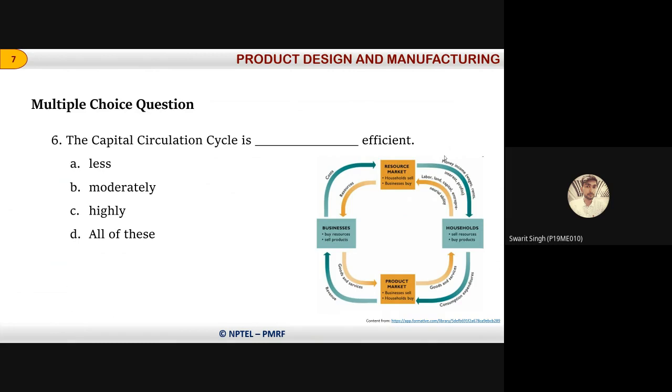Hello. Yes, sir. I'm saying the capital cycle is highly efficient, according to me. Why highly efficient? This capital circulation cycle, why are you saying it is highly efficient?